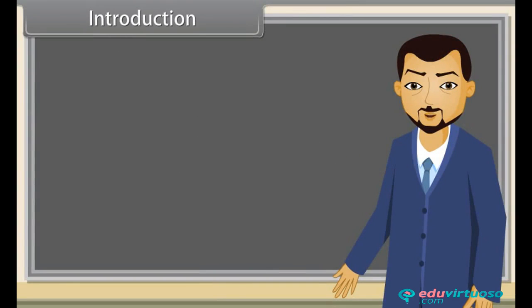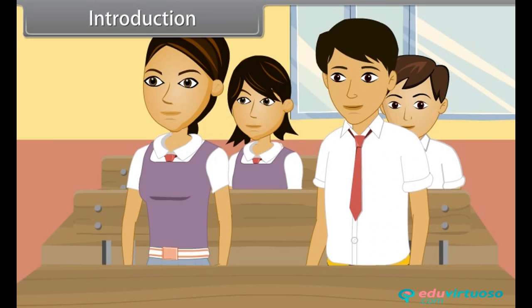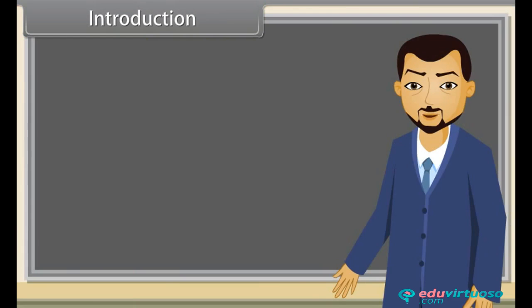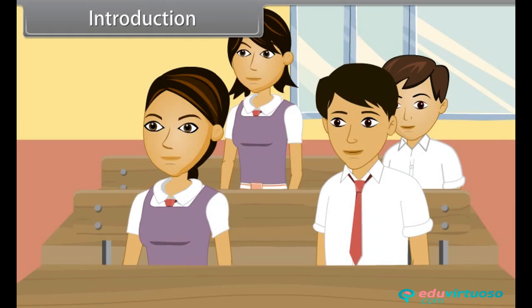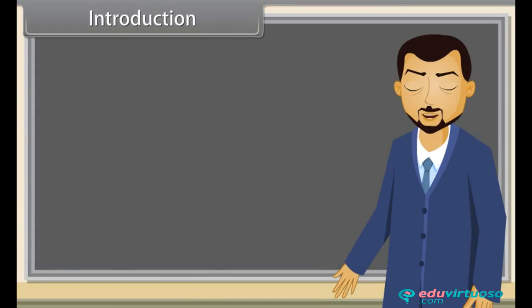Introduction. Today we will learn statistics. Let's start it. In the class test, how many of you score less than 10 out of 30? Just stand up. How many of you score between 10 and 20? How many of you score between 20 and 30? Okay. So now can anyone tell me how can we represent all this data?